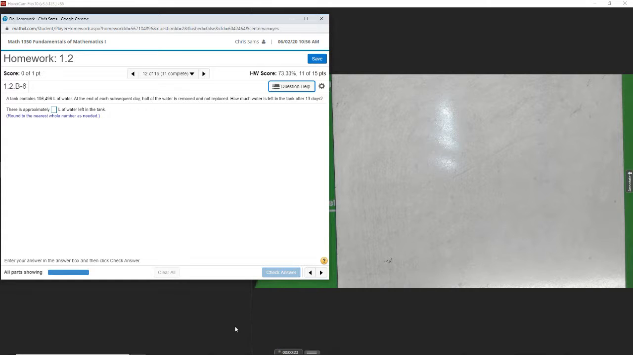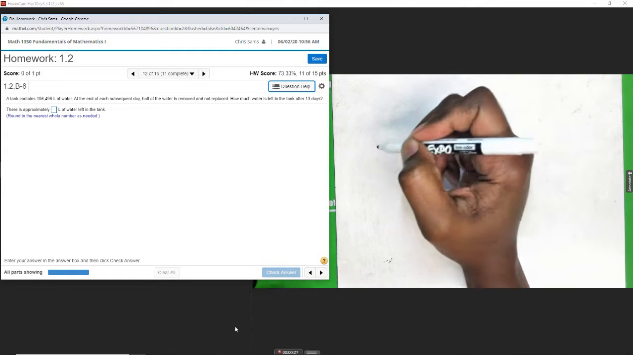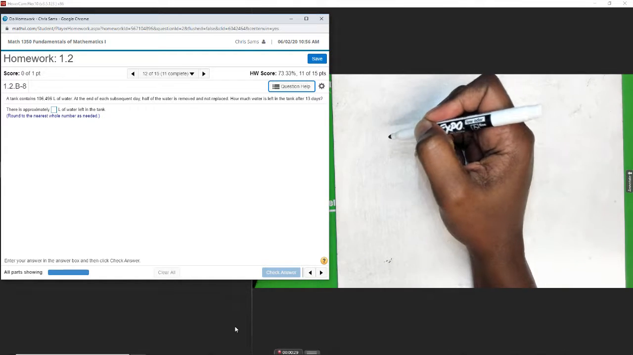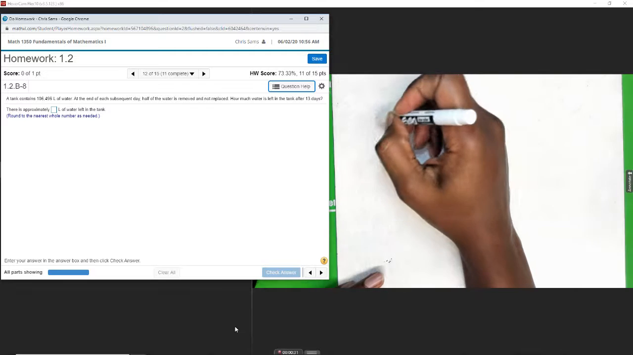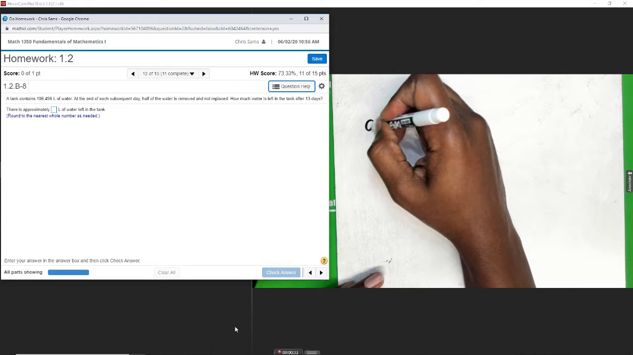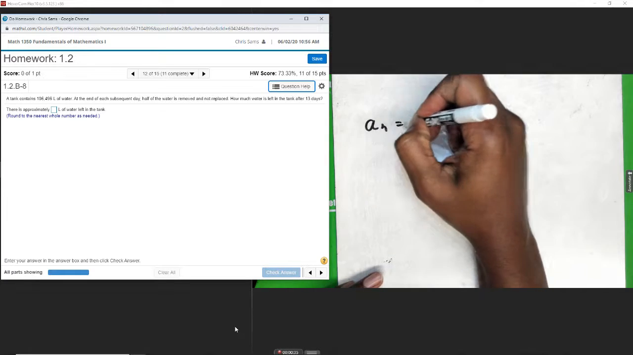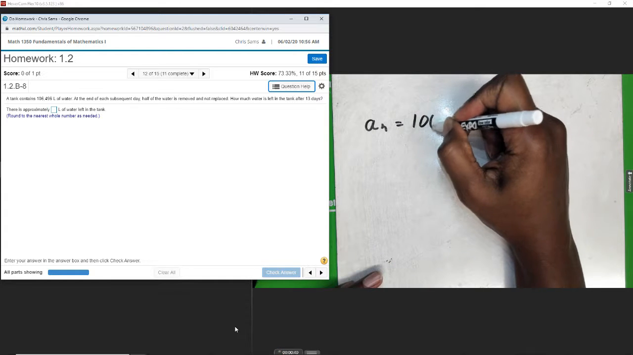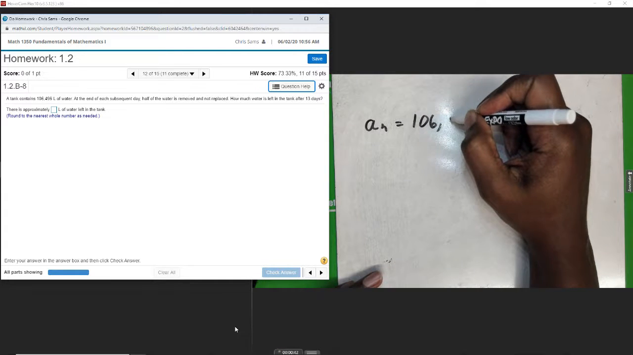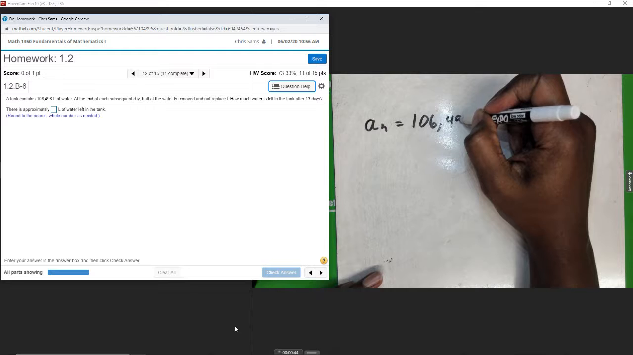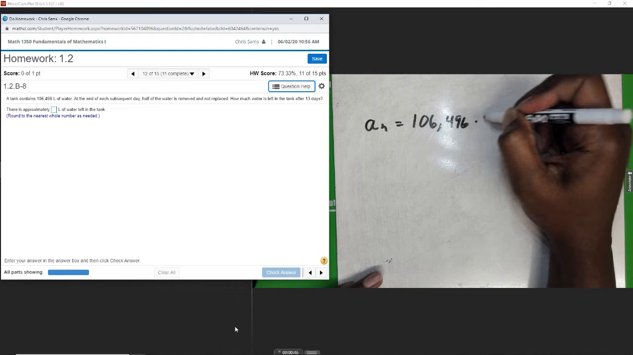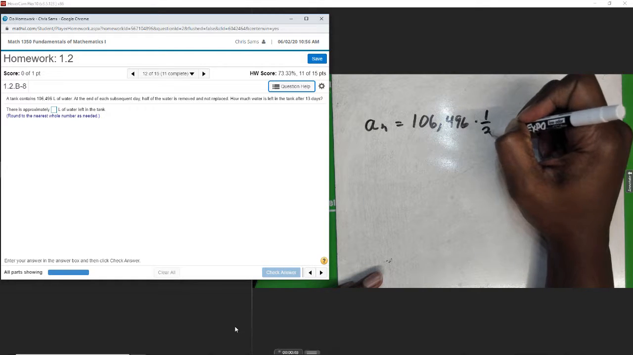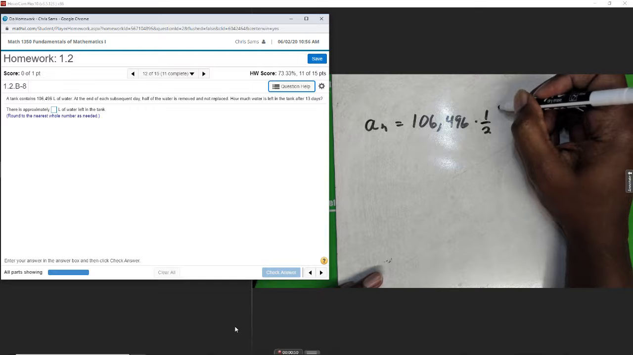So a couple ways of thinking about this. If you're going to use that formula, because we're losing half, so we're dividing by 2 every time. If I was going to use the geometric formula, I would be using my starting amount, 106,496, times 1/2. That's the difference. We're losing half, raised to the n minus 1.